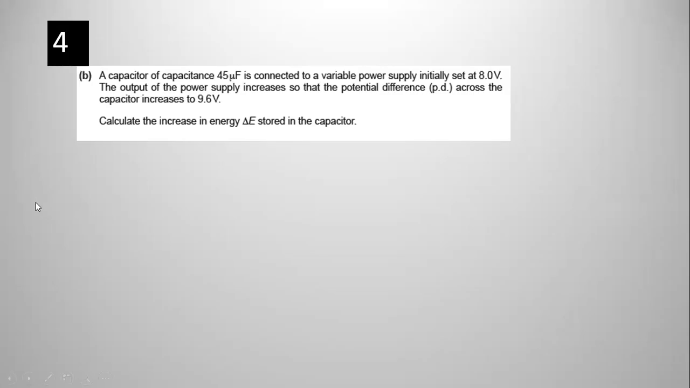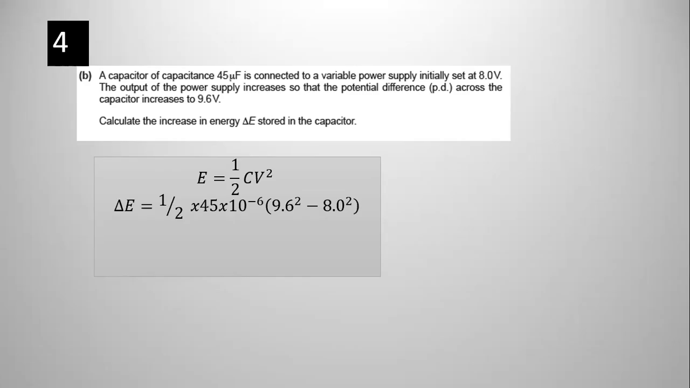What formula to use? E equals 1 over 2 CV squared. Okay, E equals half CV squared. That's your half, that's your C. Change it to SI unit. Initially is this one, initially is that one there. Then there's the final one. Subtract. So you get 6.3 times 10 to the power minus 4 joule.